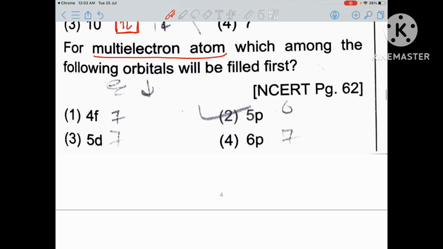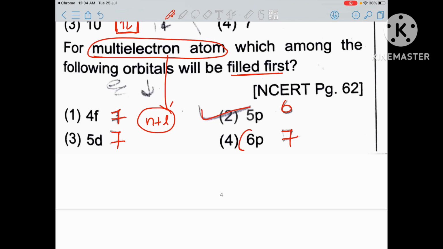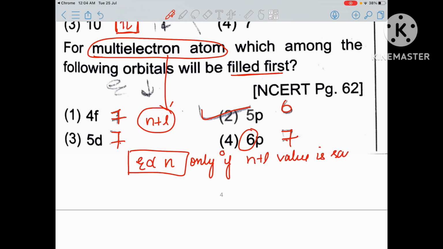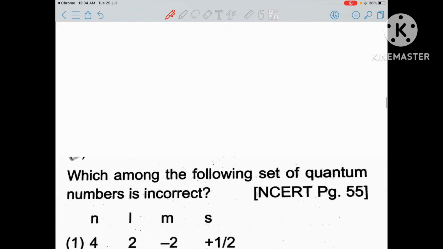For a multi-electron atom, remember, which among the following orbitals will be filled first? So multi-electron, n plus l rule, very simple. See, n plus l for this is 6, for this is 7, this is 7, this is 7. See the lowest value, this will be filled first, and after that, if they have the same n plus l value, then energy is directly proportional to n only. Right everybody? This is from NCERT page number 62.